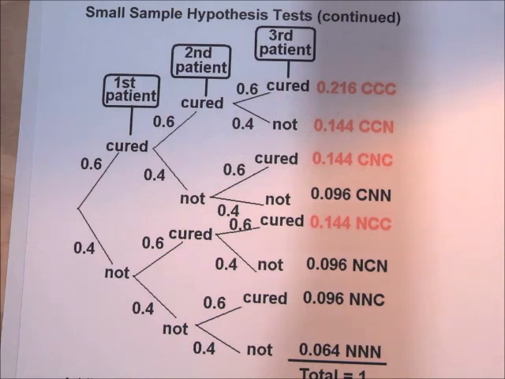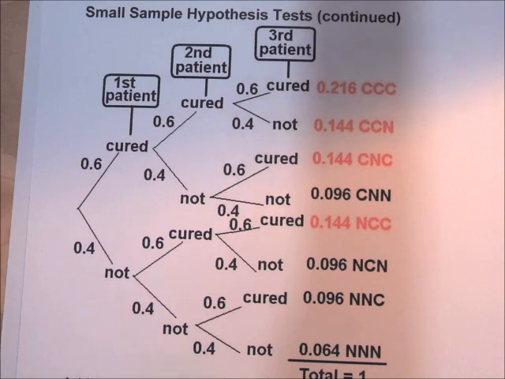So that's over a 60% chance. If the weather people say there's a 60% chance of rain, I'm probably going to carry an umbrella, right? It's more likely than not. So there's a good chance that they would have gotten 2 out of 3 cured, even if the new drug is not better than the old.